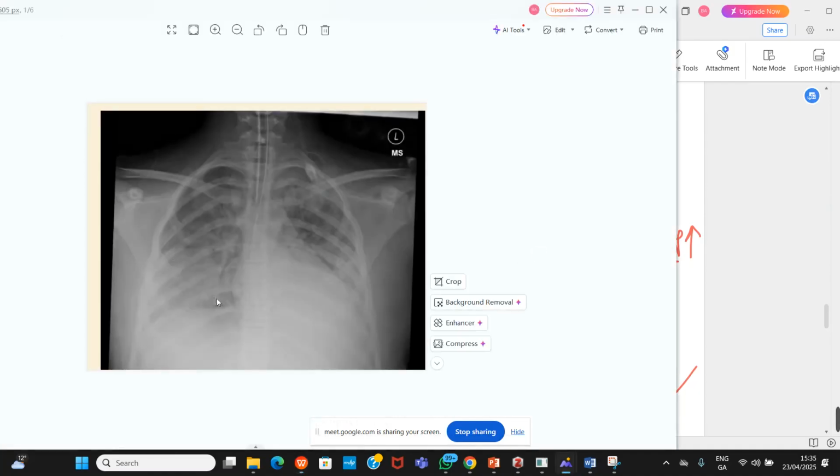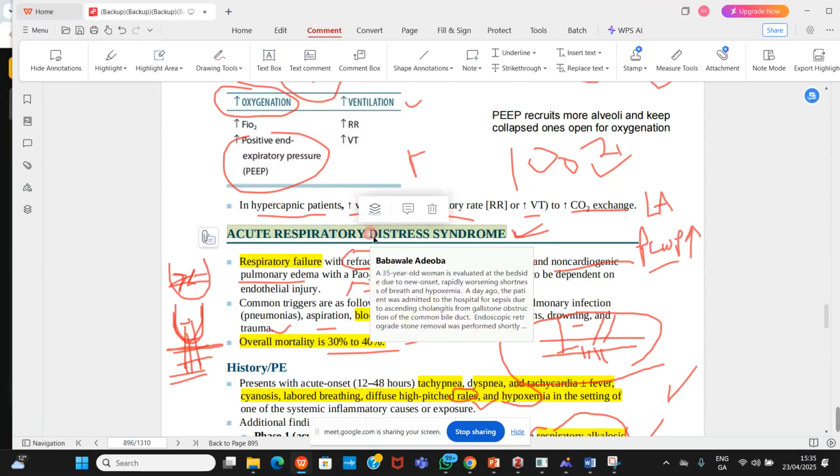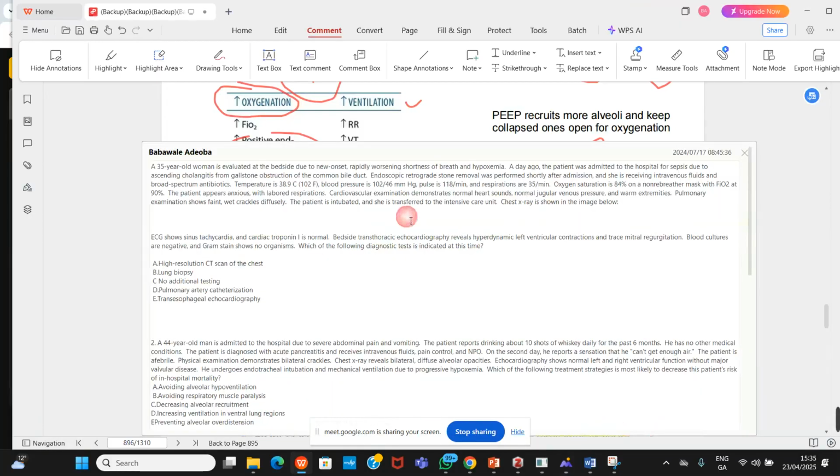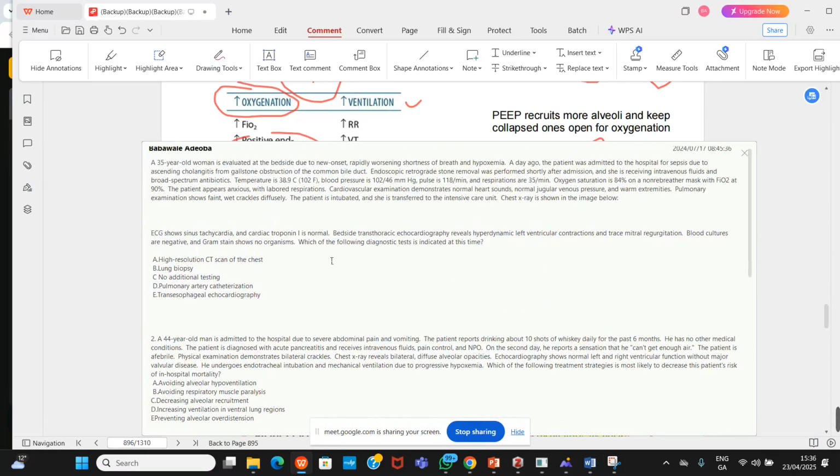I'm not sure I have that X-ray, but okay, I have the X-ray. Here. So we look at the X-ray. We can see the opacity here. We can see opacity here. That's ARDS. So that's a good one. Do nothing. So don't be afraid to pick do nothing. Just make sure that you have ruled out everything and you are sure before you pick it.